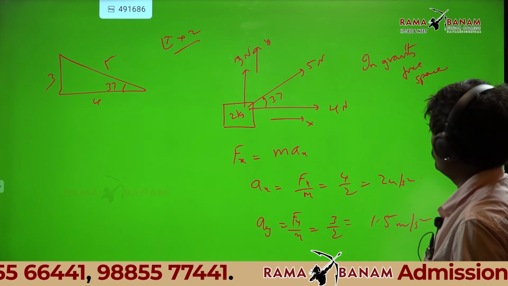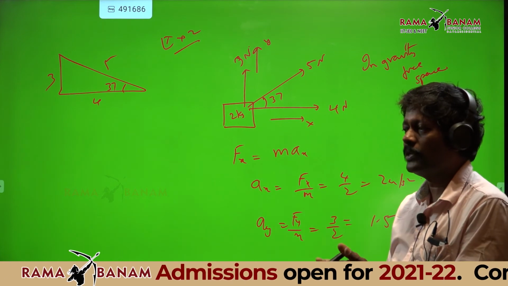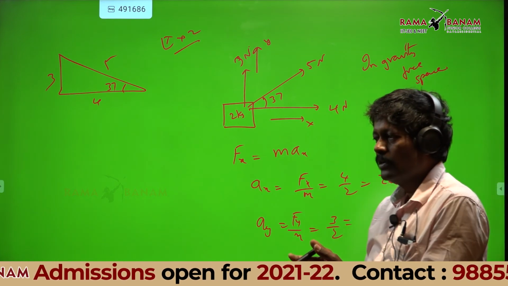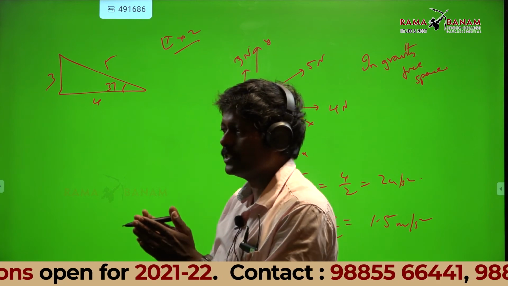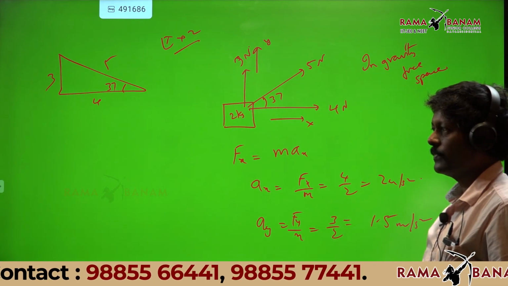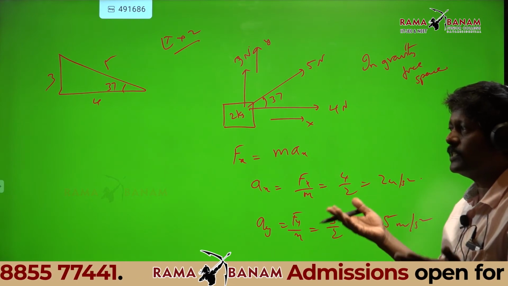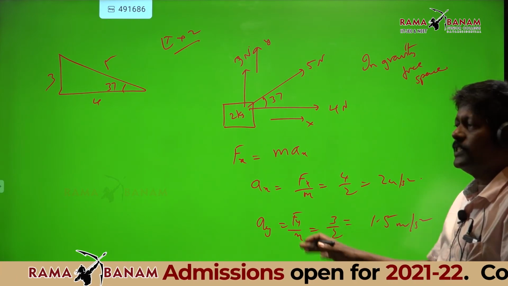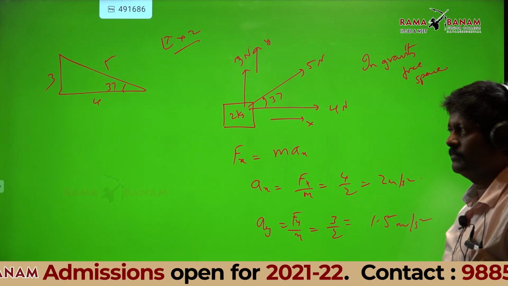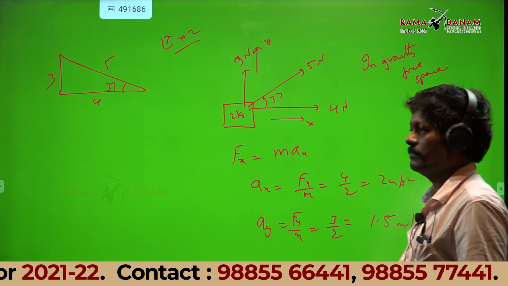Example 3.2, Newton. When do you get normal reaction? Only if it is resting on the surface. When it is not resting on the surface, where is the question of normal reaction? It's not resting on the surface.